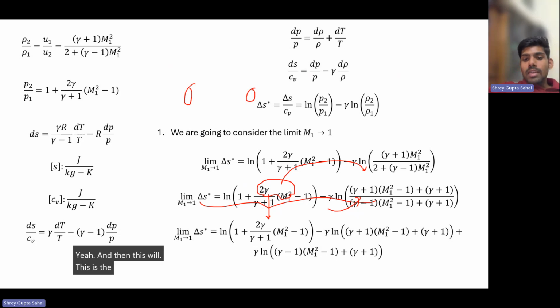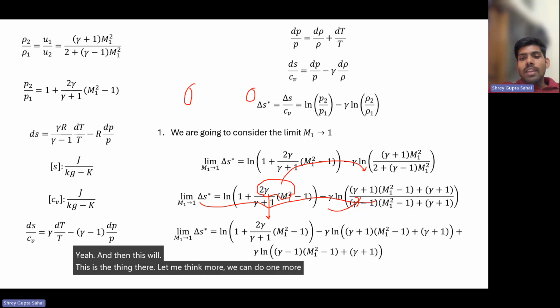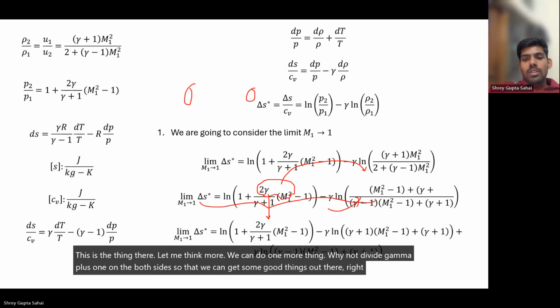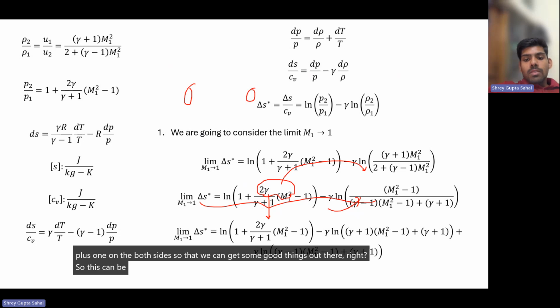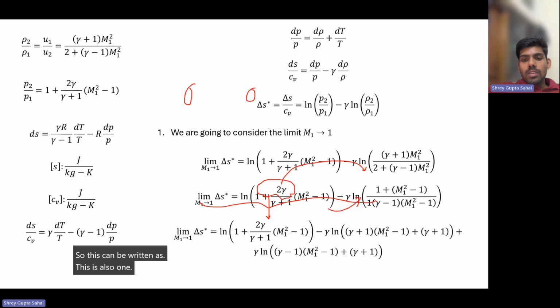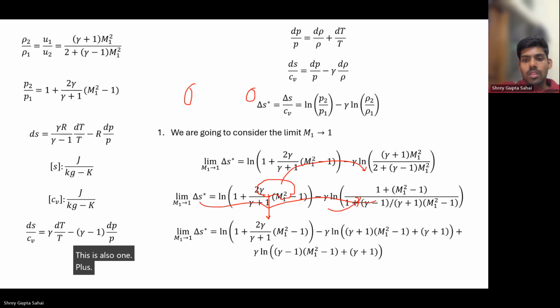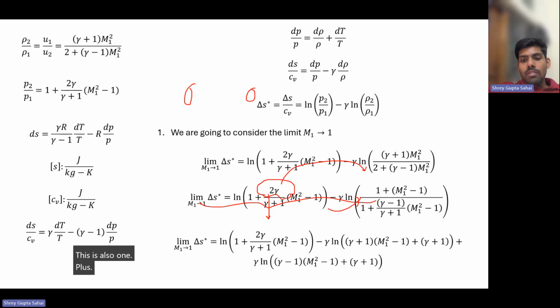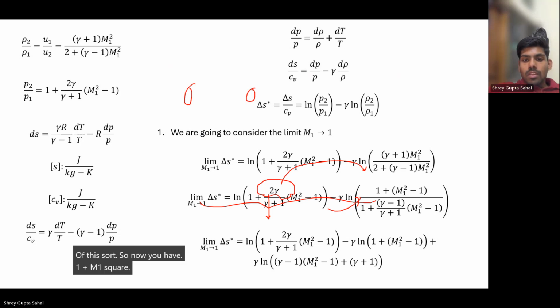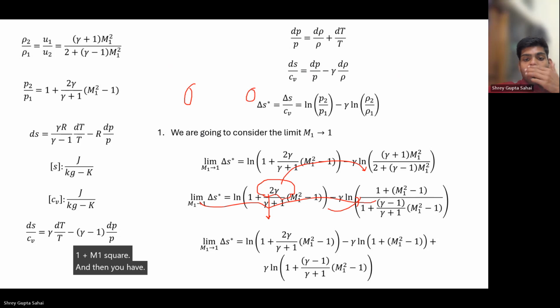this is the thing there. Let me think one more. We can do one more thing. Why not divide gamma plus 1 on both sides so that we can get some good things out there, right? So this can be written as 1 plus m1 square. This is also 1 plus of this sort. So now you have 1 plus m1 square, and then you have this there. Okay, so let's use this on the next page.